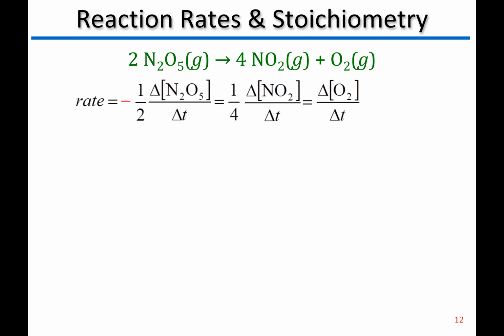This just comes directly from the reaction stoichiometry in the equation. So here you see I have a 2, so this becomes 1/2. A 4, 1/4. Here we just have a 1, so this stays as a 1.